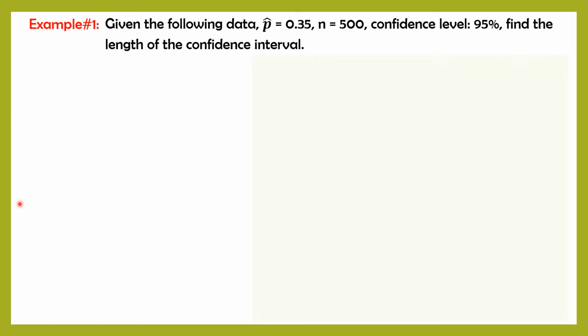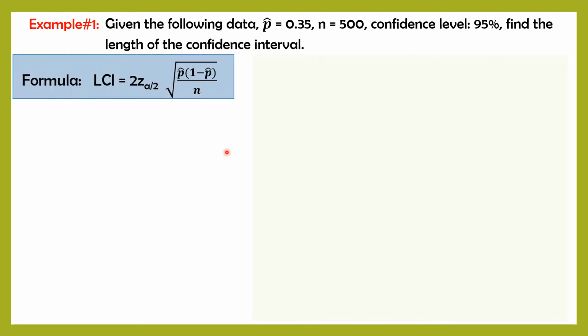For example, given the following data, p-hat, that is sample proportion is equal to 0.35. Ang n natin, that is the sample size, is equal to 500. Confidence level, that is 95%. Find the length of the confidence interval. So, una, gamitin natin ang ating formula, second formula.